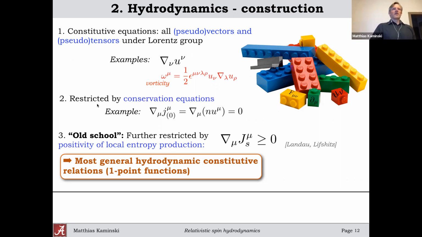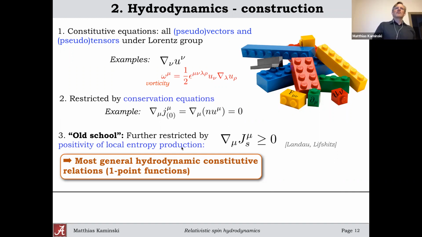So here's the second step. You can restrict some of these tensor structures that show up in your most general constitutive equations by conservation equations. So at zeroth order, we already saw the continuity equation that relates the time derivative of the charge density to the divergence of the fluid velocity. So we can simplify some of these tensor structures using conservation equations.